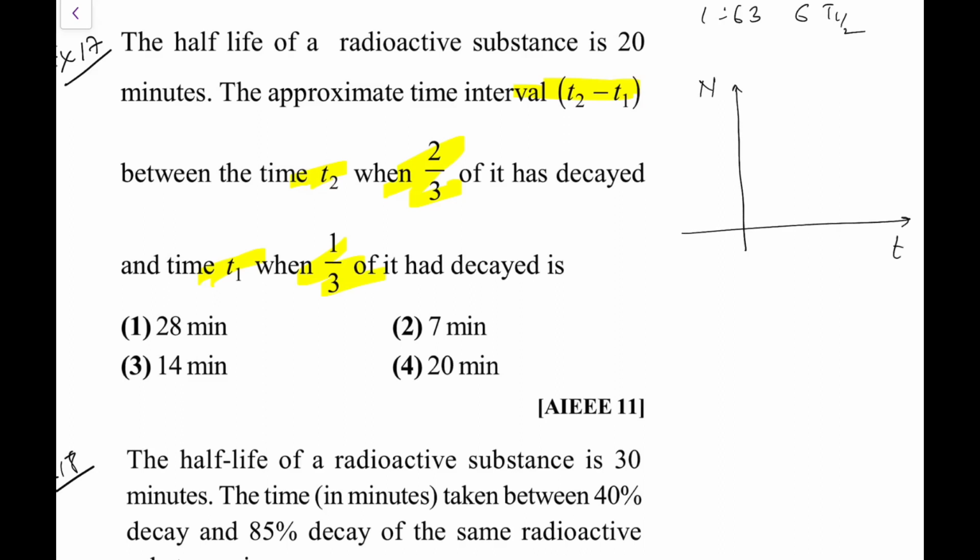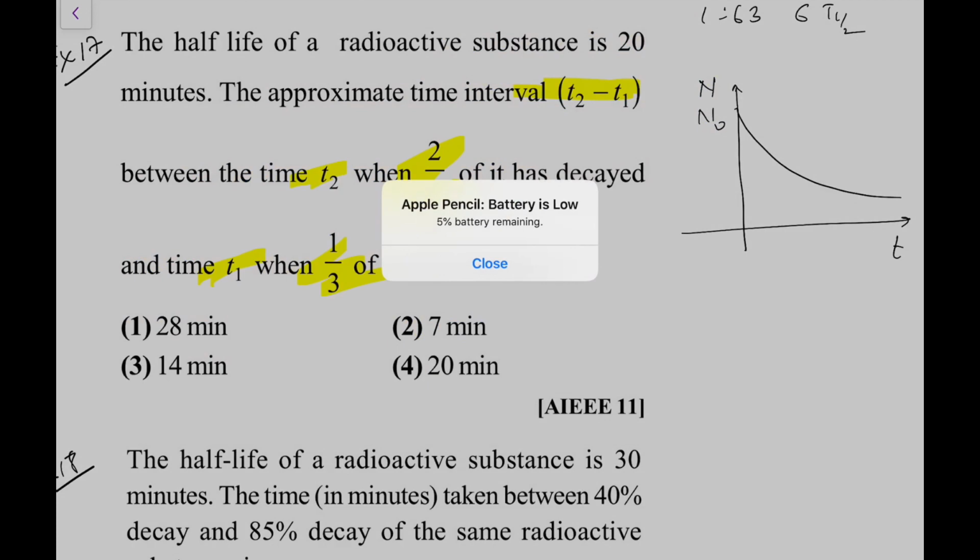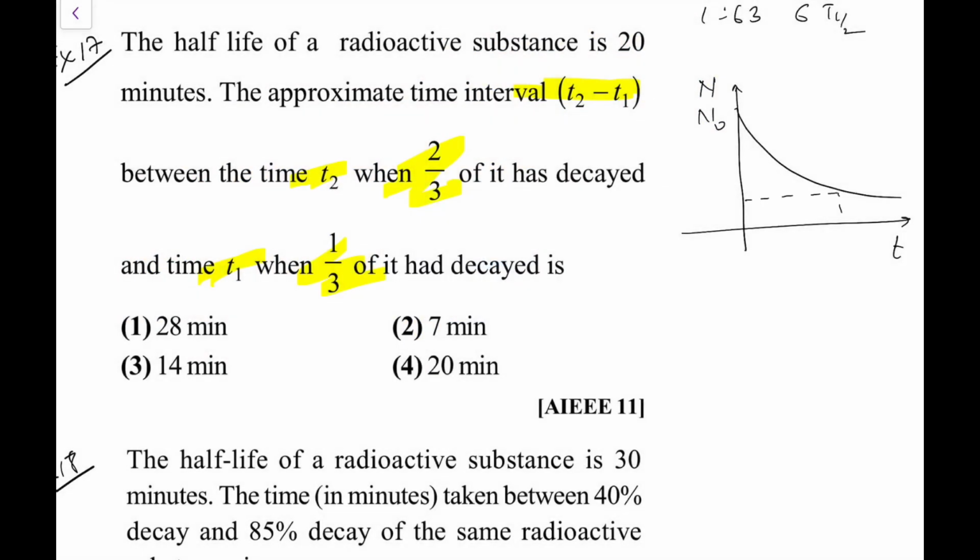Let's say if I draw N versus t, it's something like this. Let's say it would be n naught. So time T2 is when 2/3 has decayed, that means 1/3 would be remaining. So it is n naught by 3 when the time is T2. And T1 is when 1/3 has decayed, that means 2 n naught by 3 would be remaining, that is T1.